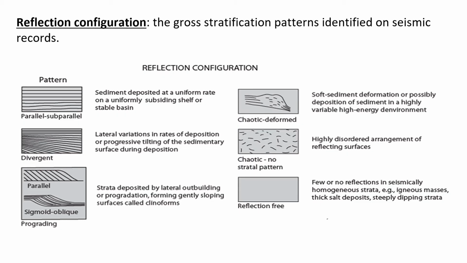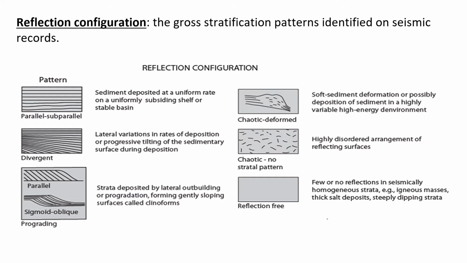So the configuration, remember, is going to be the gross patterns, the stratigraphic patterns that we see on our record. So these are schematic diagrams of seismic reflections. If you have a pattern that is what we would call parallel or subparallel, in other words, your seismic reflectors are more or less parallel to each other, this would indicate that you had sediment of some kind or another that was deposited at a more or less uniform rate. So what kind of environment would that be? Well, maybe a stable basin or a shelf that's slowly and uniformly subsiding.